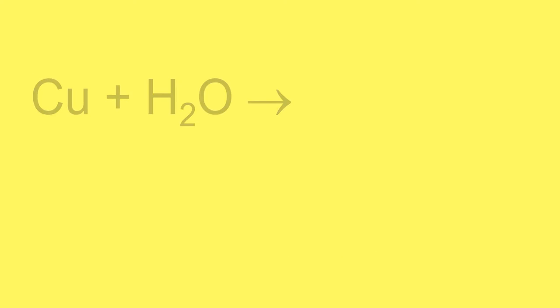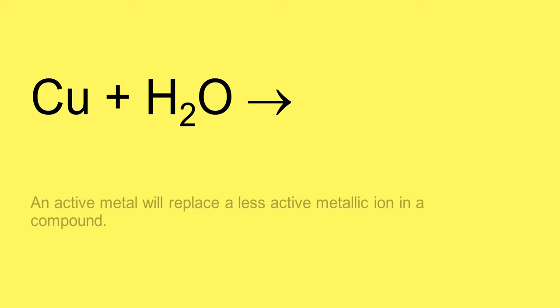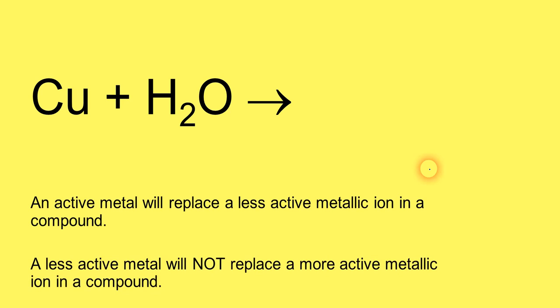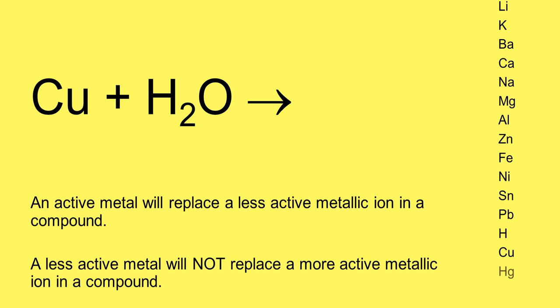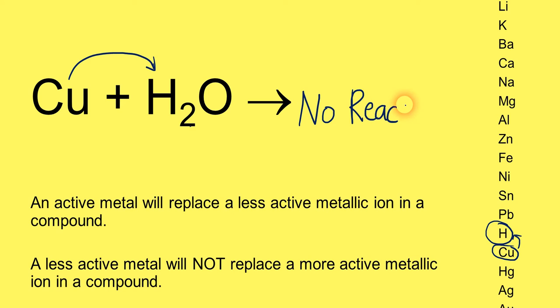Let's try another one. Let's say we have this reaction, copper plus water. And once again, we have those same two rules that are predominating here. And let's look at the activity series and see if this is going to work. Now, looks like copper is trying to kick out hydrogen. So here's copper, and hydrogen is above it. So can copper kick out hydrogen? No. And so what's the answer? I hope you said no reaction.